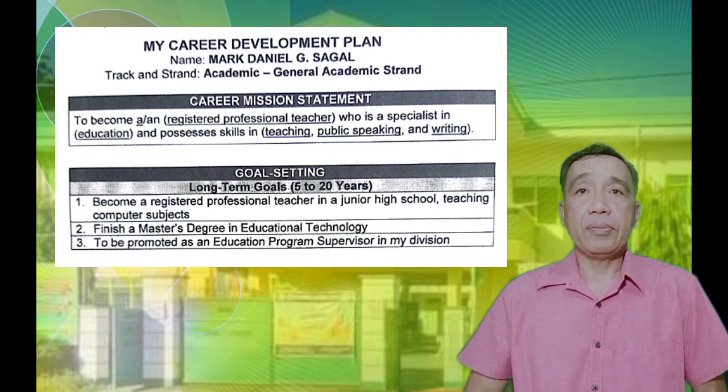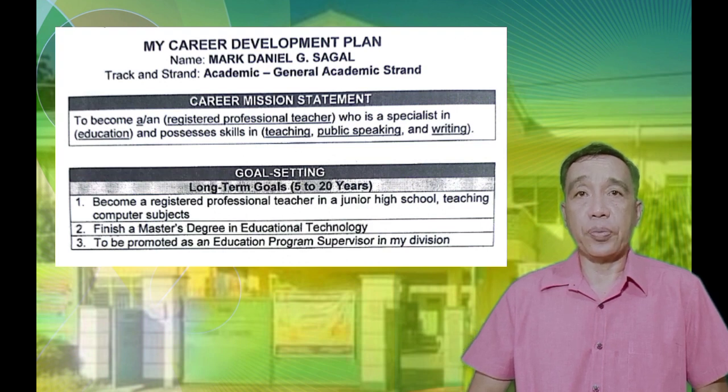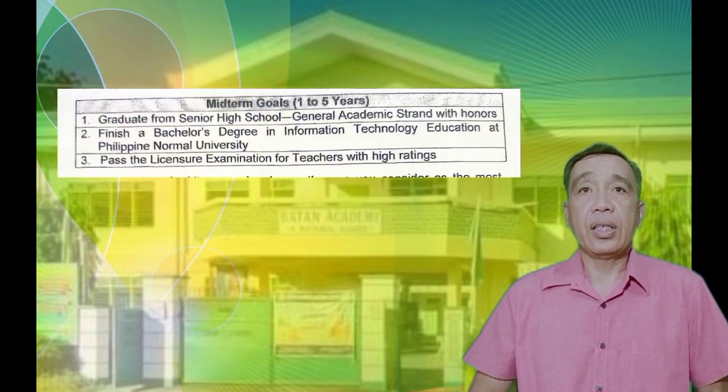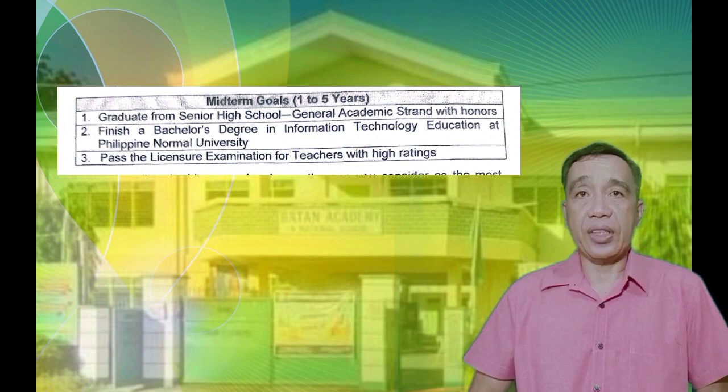Number 1, become a registered professional teacher in a junior high school teaching computer subjects. Number 2, finish a master's degree in educational technology. Number 3, to be promoted as an education program supervisor in my division. Midterm goals, 1 to 5 years.